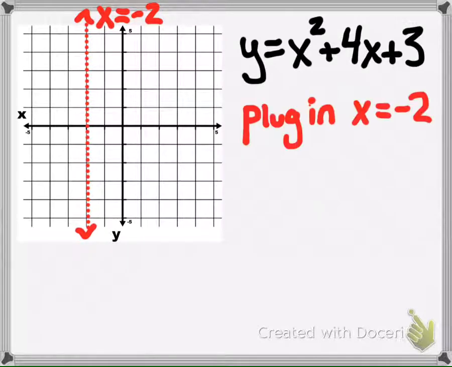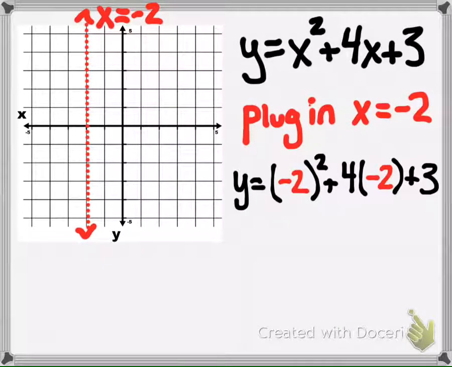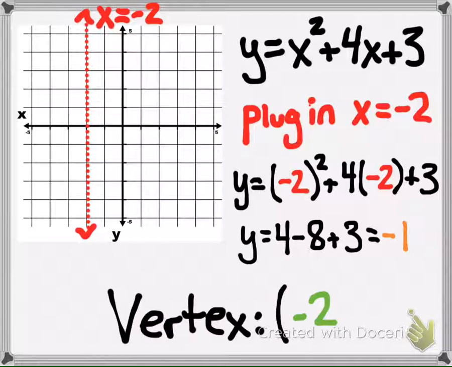Now that I've found my axis of symmetry, to find my vertex I plug that into the original equation. So when I plug in negative 2, I have y equals negative 2 squared plus 4 times negative 2 plus 3. When I simplify, negative 2 times negative 2 is 4. 4 times negative 2 is negative 8. And then we just have plus 3 on the end. So when I add 4, negative 8, and positive 3, I get negative 1. So I know my vertex is located at negative 2, negative 1. I can plot that point on my graph by going to the left 2 and then down 1.